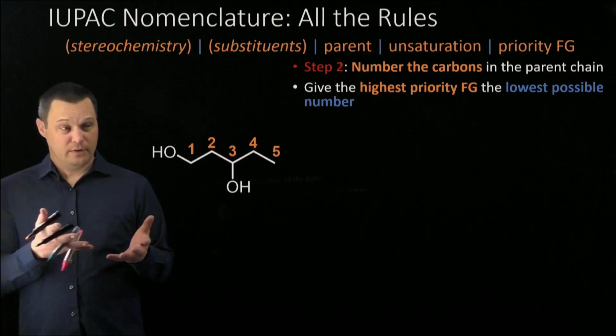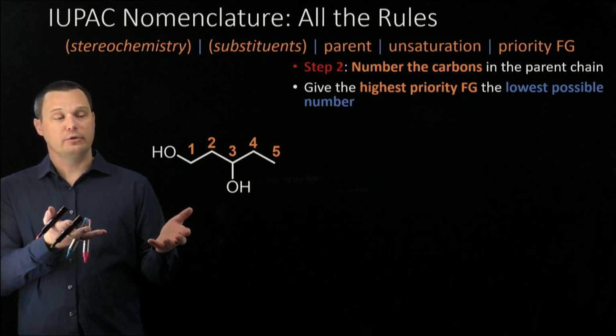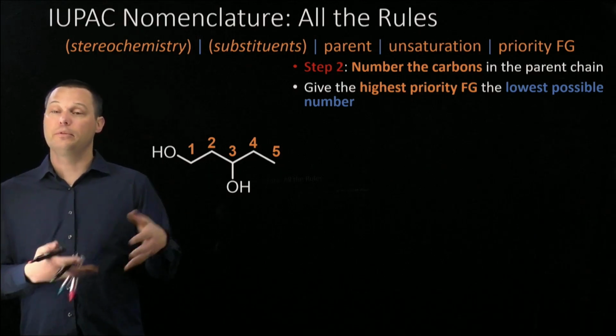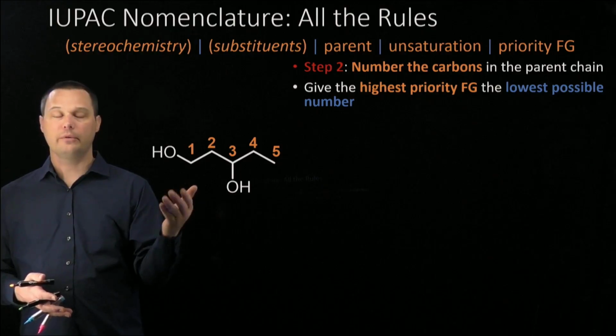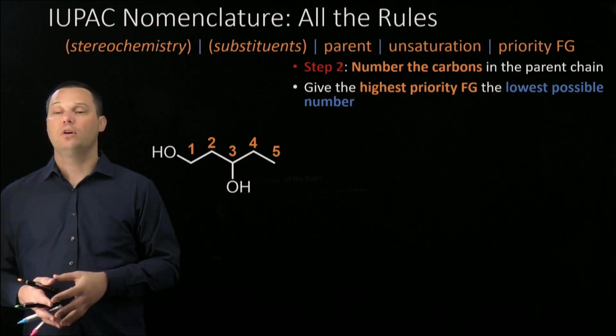wouldn't follow step 2. If there's more than one instance of the high priority functional group, we number to give the first instance of that group the lowest possible number. We number this left to right to give the alcohols carbon number 1 and carbon number 3, rather than right to left, which would put the alcohols at 3 and 5.